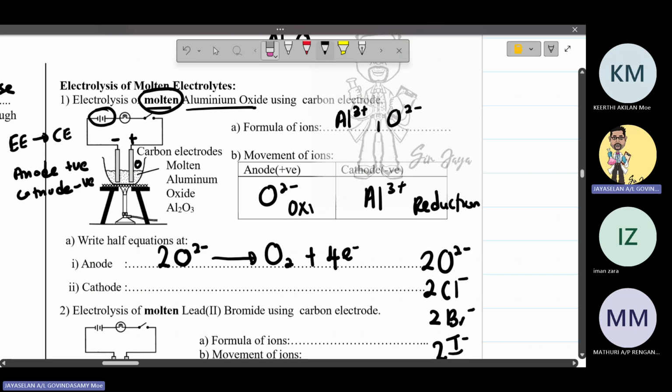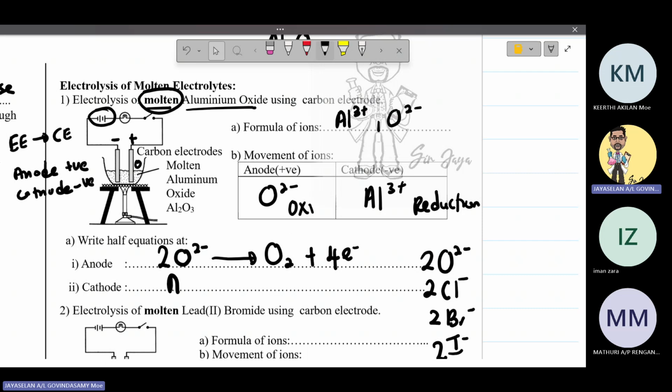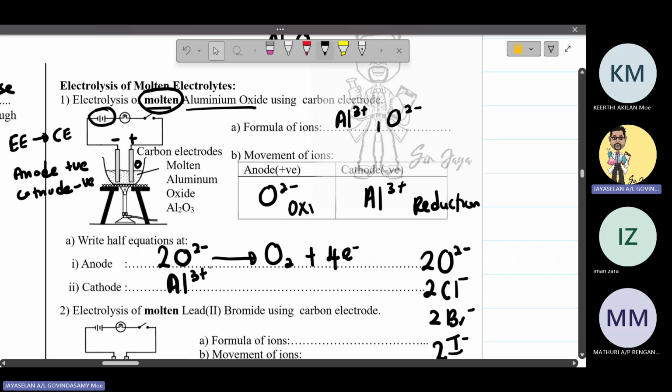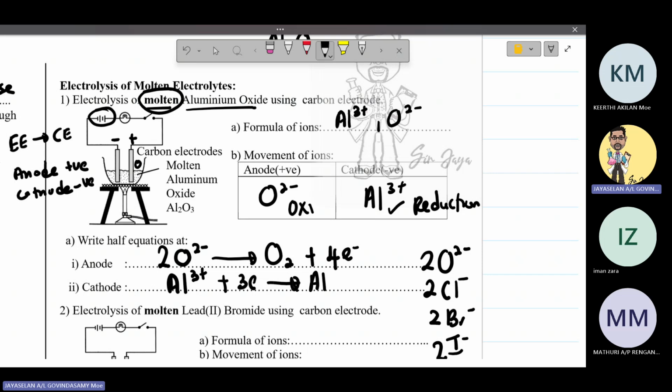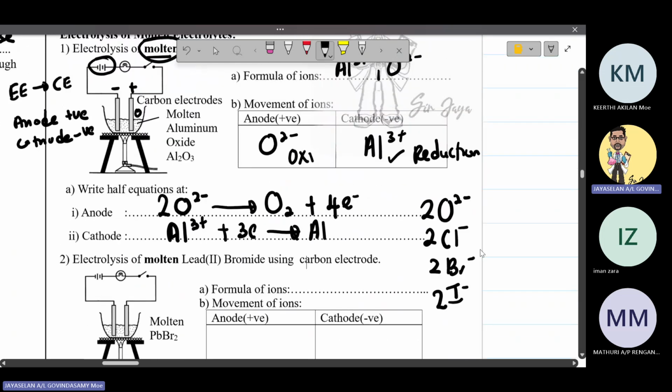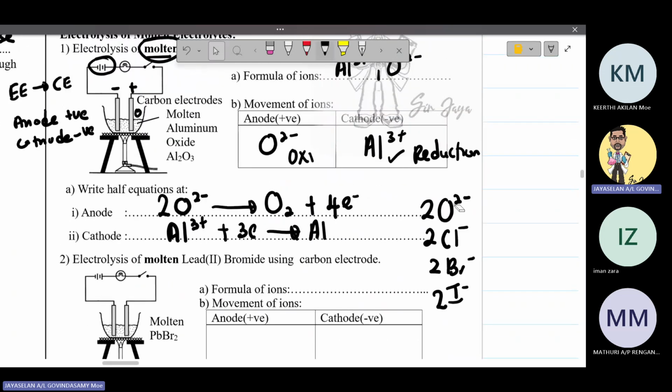Okay, now cathode, what is the half equation? Cathode, aluminium ion. So how do you know it is the aluminium ion? You see the box. Okay, undergo what reaction? Reduction. Accept 3 electrons and form aluminium. Any question so far? No question, okay, so settle.